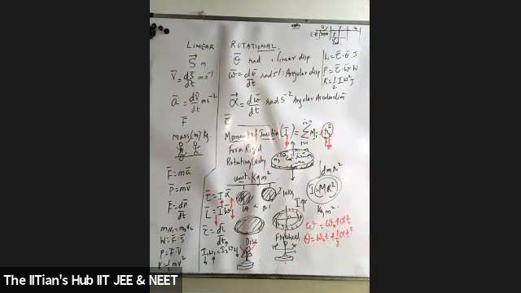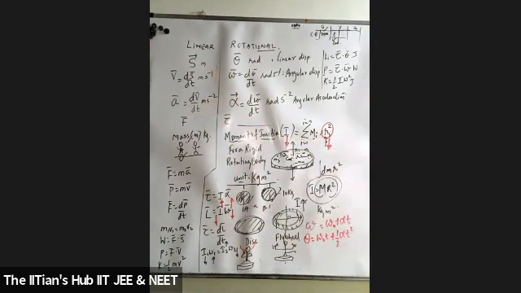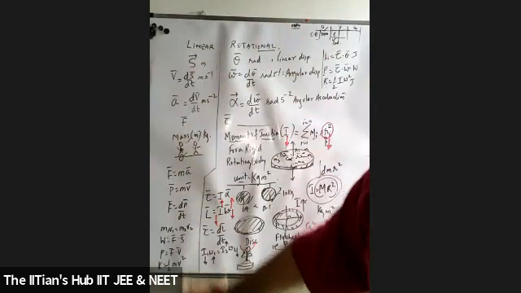Rotational kinematics, third equation of motion. V square is equal to u square plus 2as. Here, omega square is equal to omega naught square plus 2 into alpha into theta. Are these kinematics clear? These are called rotational kinematics. That's why I put linear on one side and rotational on the other.